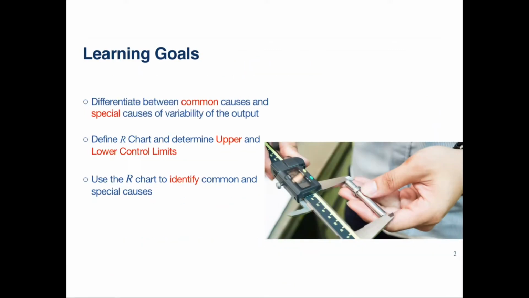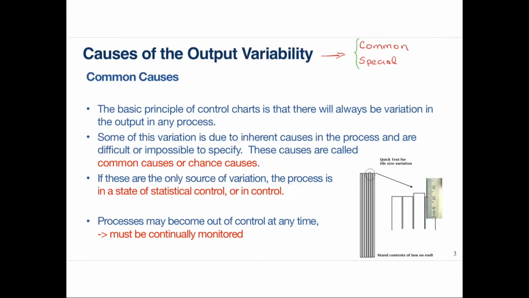The learning goals of these sections are to differentiate between common causes and special causes of variability of the output, to define the R chart and determine the upper and lower control limits, and to use the R chart to identify common and special causes. There are different causes of the output variability, and they are in general classified as common causes and special causes. Let's talk about common causes.